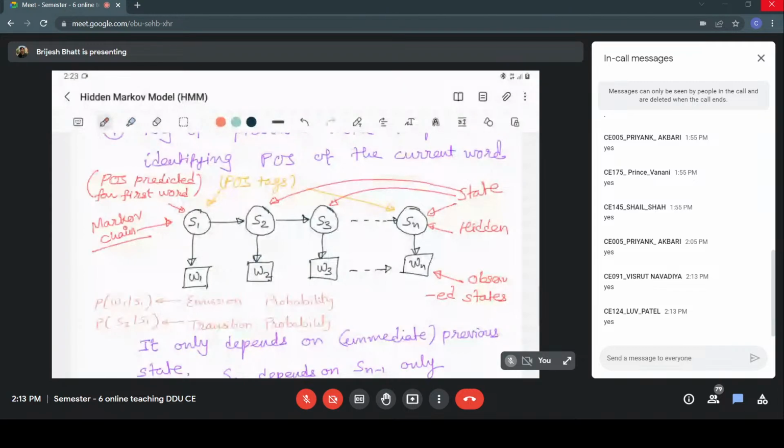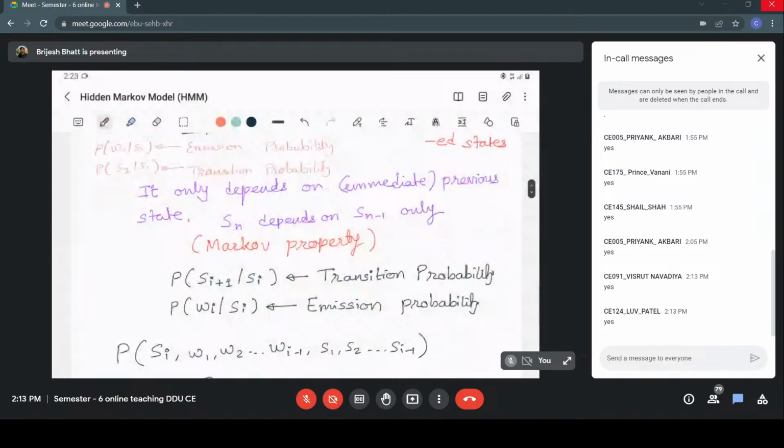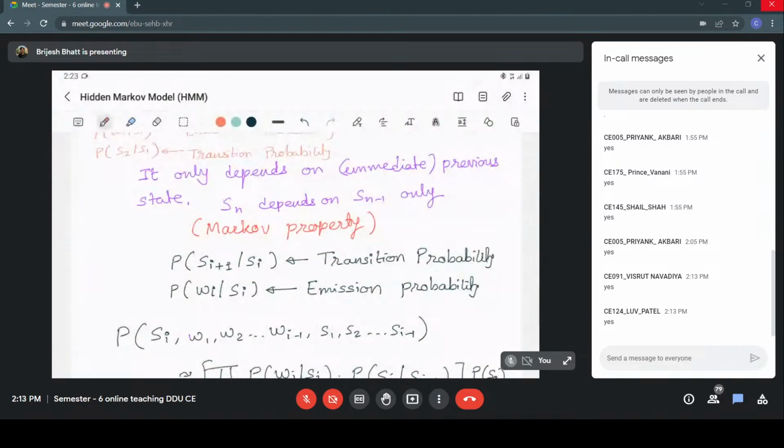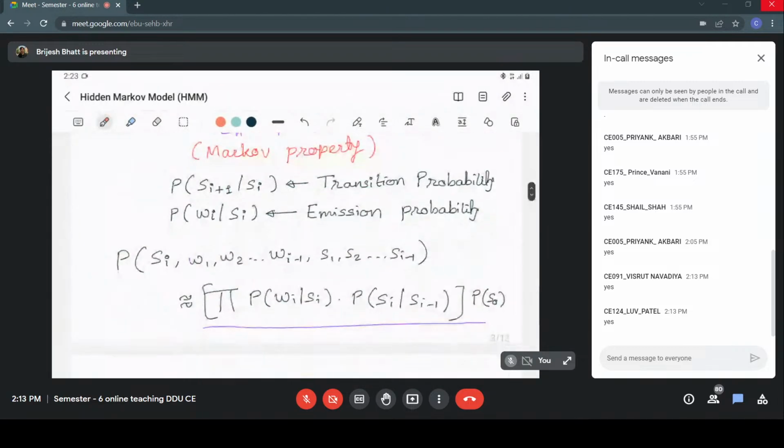Okay. So this is the model, right? And what we are assuming is it only depends on the immediate previous state. Sn depends on Sn minus 1 only. This is where we are exploiting this Markov property. And our probabilities are, probability of Si plus 1 given Si is called transition probability, and probability of Wi given Si is called emission probability. So the complete model would look like this. So we want to predict state Si, that is part of speech for the ith word, given all the previous words observed and all the previous states.